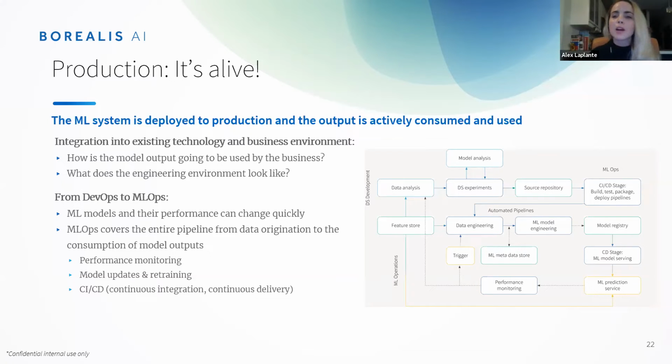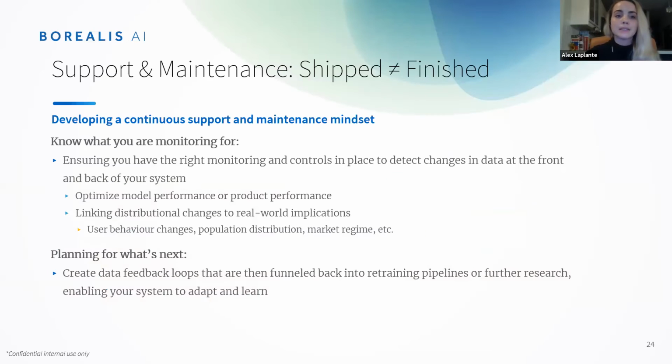Another thing I want to highlight is the fact that there's this big shift within machine learning teams from DevOps to MLOps. You can think of MLOps as DevOps kind of on steroids. And this really relates to the fact that, again, machine learning models are stochastic. There is some variability in terms of how they're going to perform over time. And so we have to consider things like performance monitoring, model updates, model serving, model training, CI/CD, et cetera. And last but not least, support and maintenance.